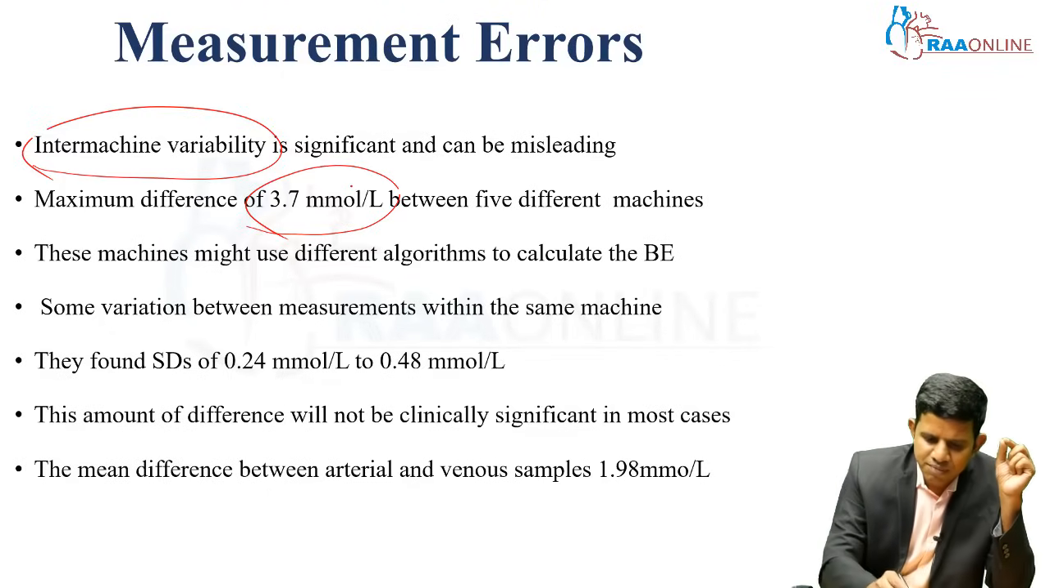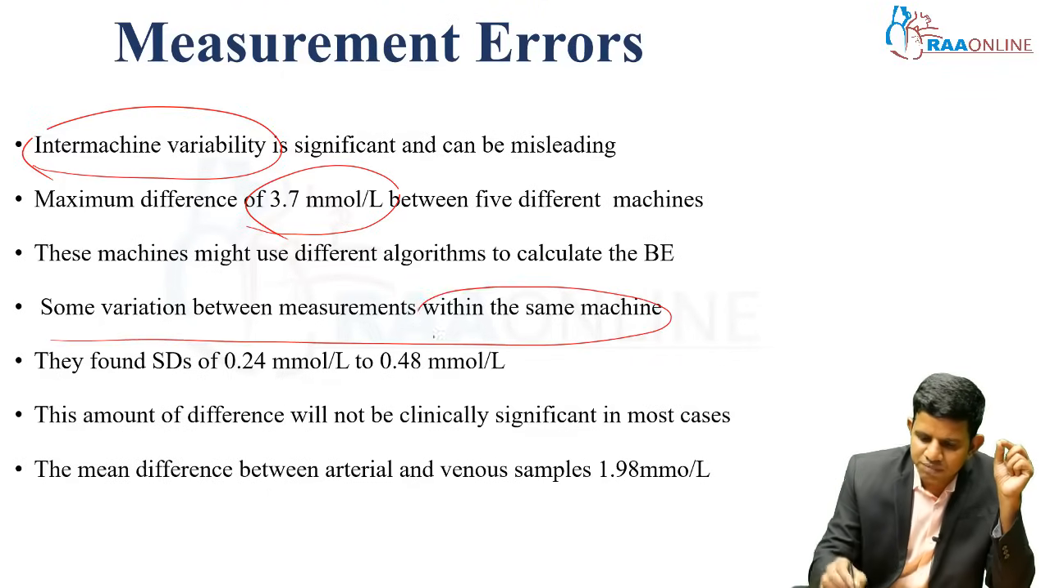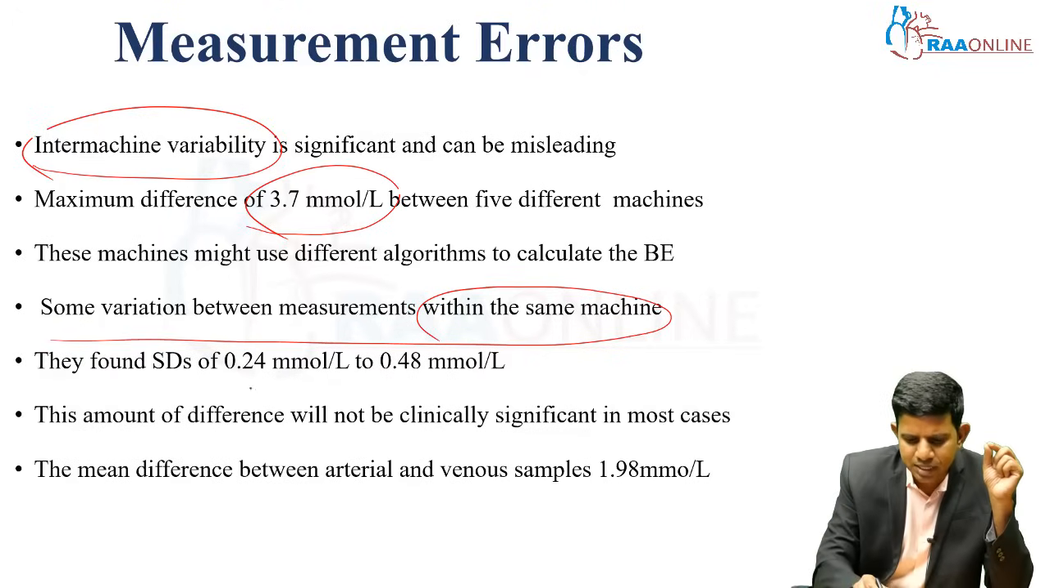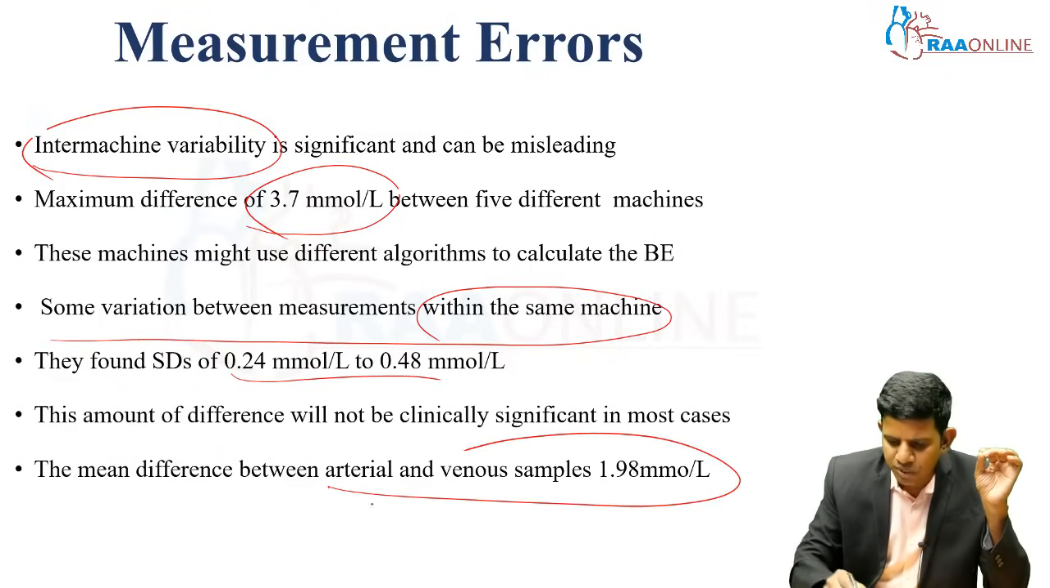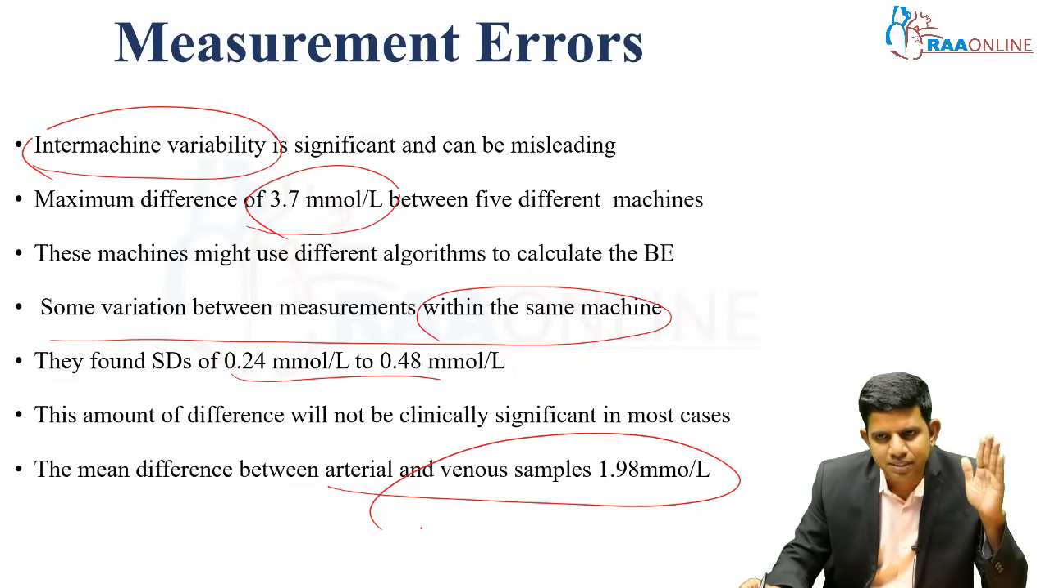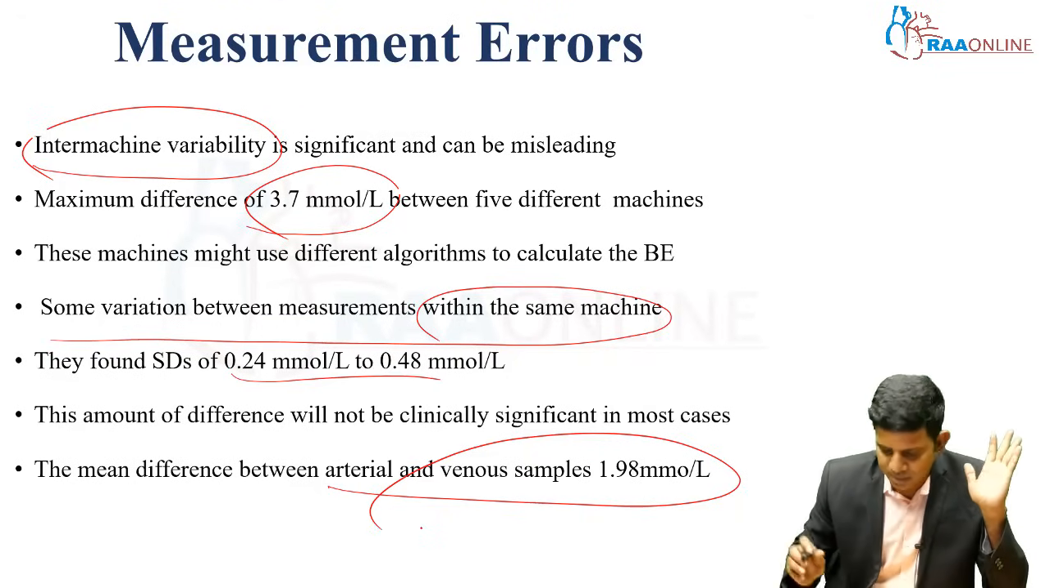Second thing, there is some variation between measurements within the same machine, but it is very insignificant. See, it is 0.24 to 0.48. I think we can ignore it. Arterial and venous samples also have some limitations. The main point is the intermachine variability. It can mislead your interpretation of base excess.